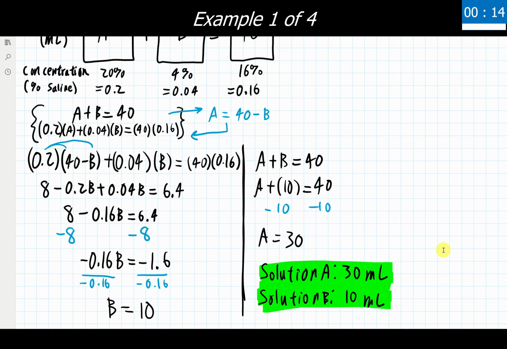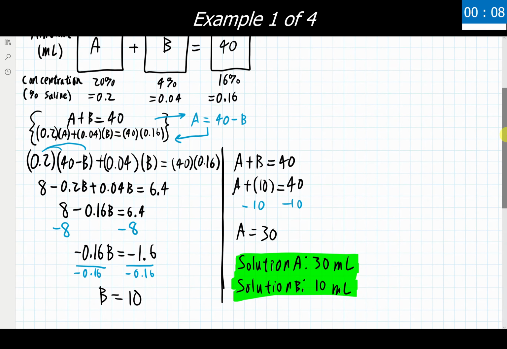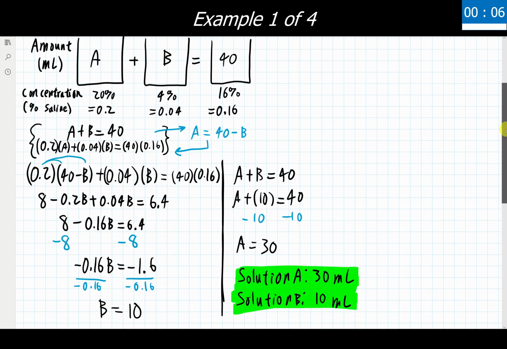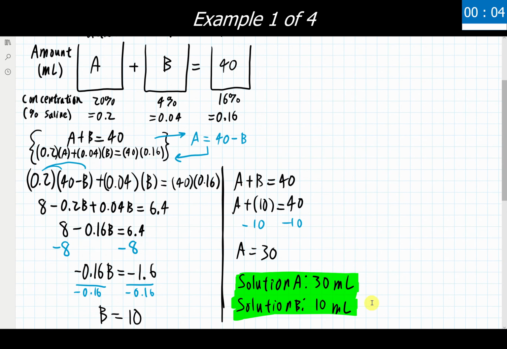And again, we worked through this using the substitution method to get to our final answer, but you could absolutely go through this using the elimination method and you'd get to the exact same result. Either one would work.